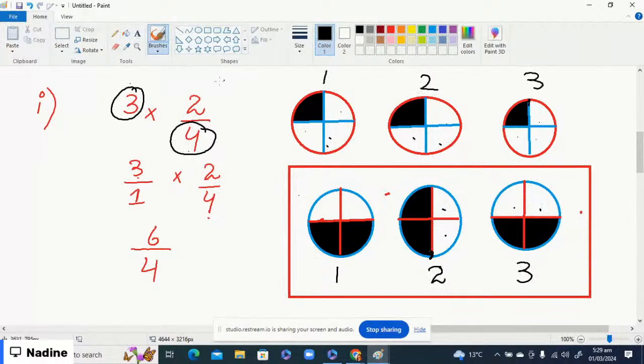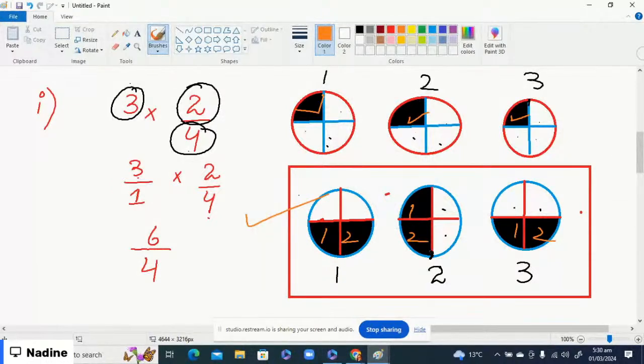What does this 2 show? 2 shows that each circle is divided into 4 equal parts and 2 parts are colored. So which model has 2 parts of each circle colored? In the first one or in the second one? In the first one, only one part is colored. Look, only one part, only one part, only one part. But in the second one, 1 and 2, 1 and 2, 1 and 2. So what is our answer? Second model is our answer. Understood or not? Hope you guys understand this one.